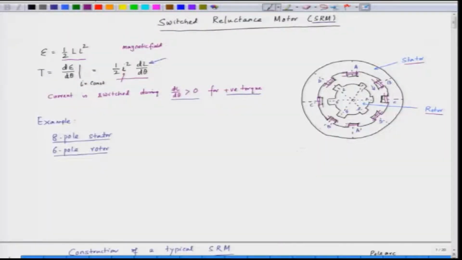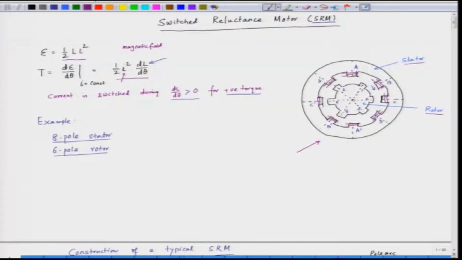In the last lecture, we were discussing the switched reluctance motor. We will continue from that. We understood that in a switched reluctance motor, the rotor is a slotted rotor and we are switching the stator current at positive dL by d theta to maximize the torque. So, this is the switched reluctance motor that we were discussing in the last lecture.